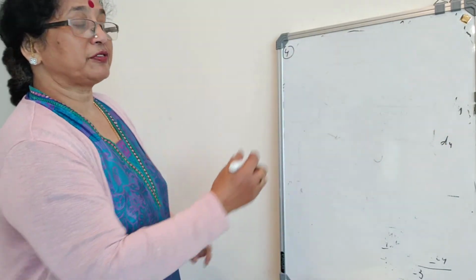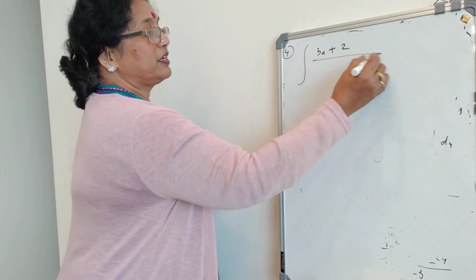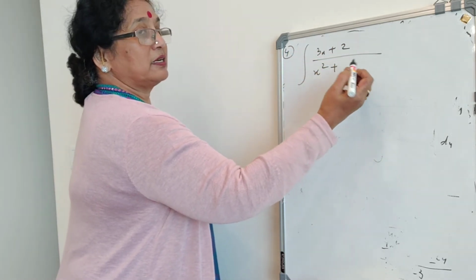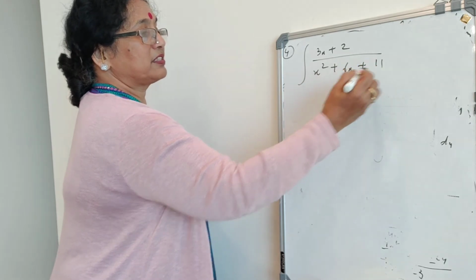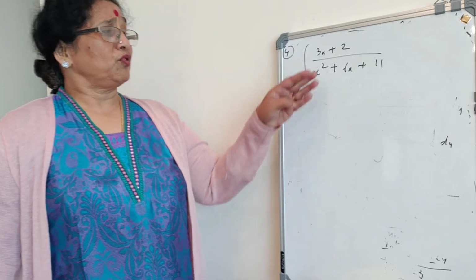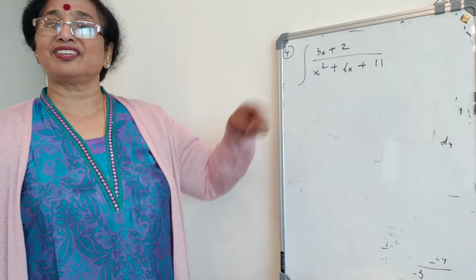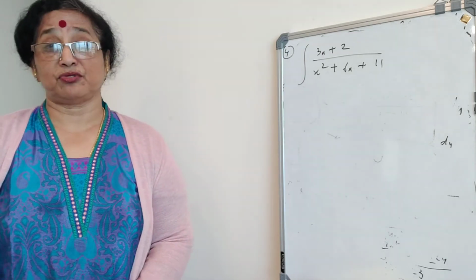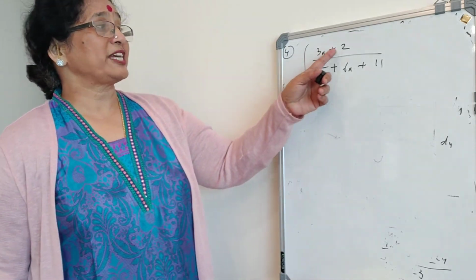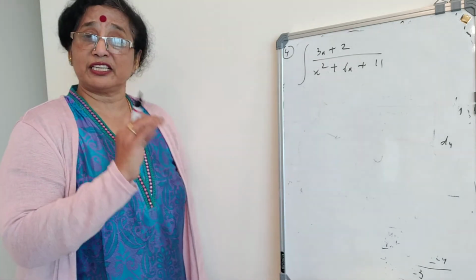So suppose you have something like 3x plus 2 and you integrate by x square plus say 6x plus 11, something like that. Now you know it can't be factorized, and if you do 2x plus 3, it's not the differentiation, you got 3x plus 2, right? If this was 2x plus 3, fine. So here I'll tell you an easy method.